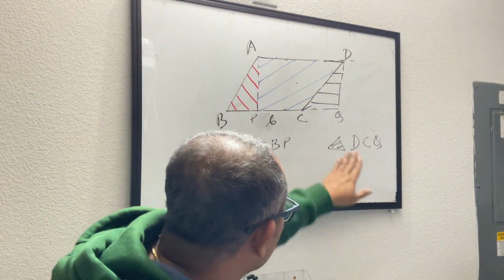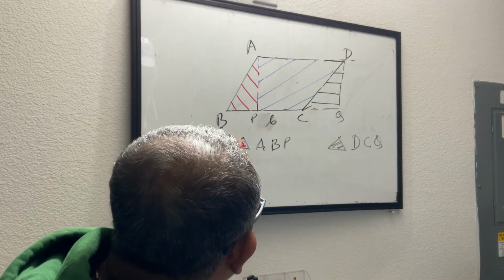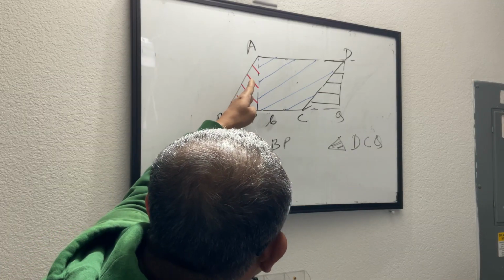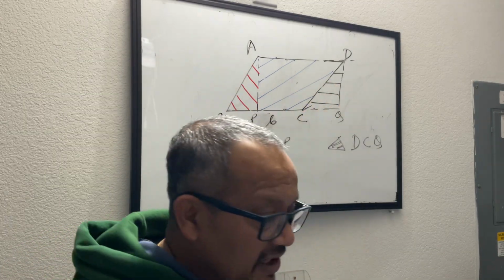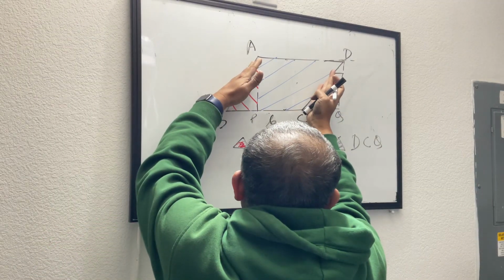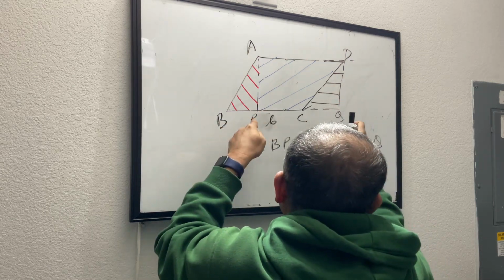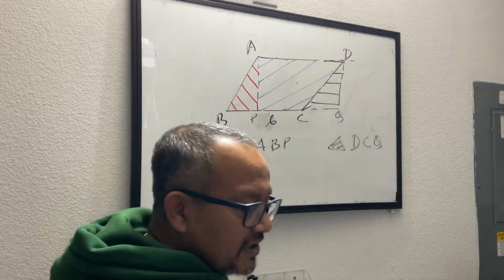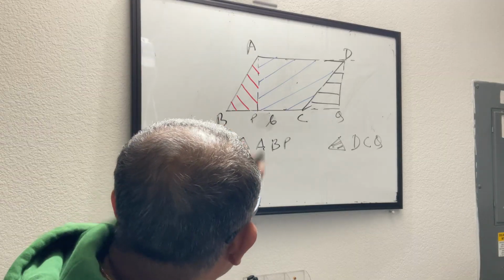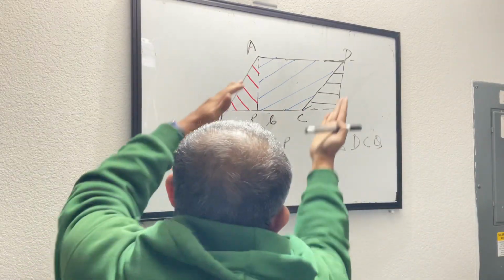Now, between these two triangles, if by any chance we can prove that the area of this triangle and area of this triangle are same, then we'll say, okay, fine. That means area of the parallelogram will be equal to area of this rectangle. And for area of rectangle, we know length times width. We'll use that information.